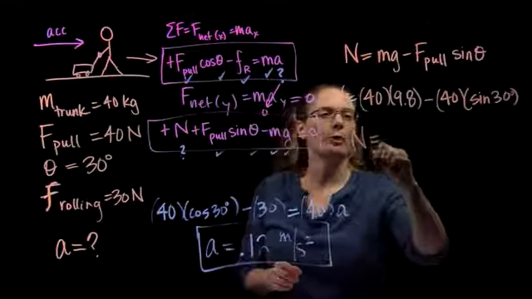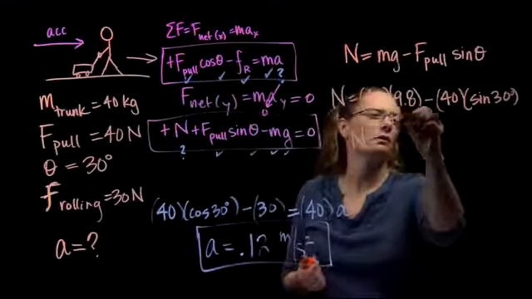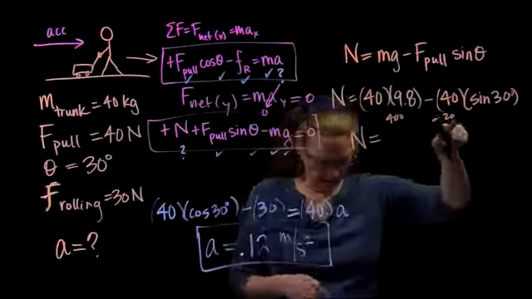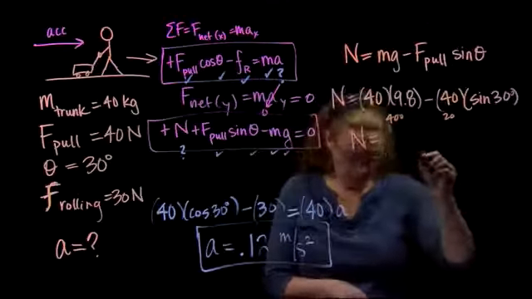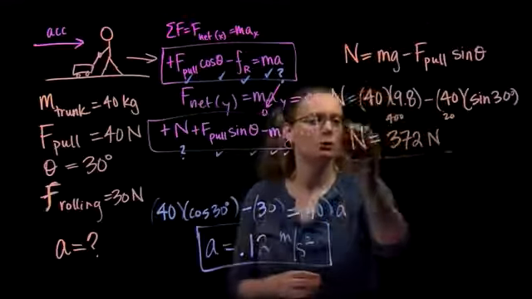So I can figure out what my normal force is. So 40 times 10, that's about 400. 40 times a half, 20. So this is going to be around 380. If I do the math, I get a normal force of 372 newtons.